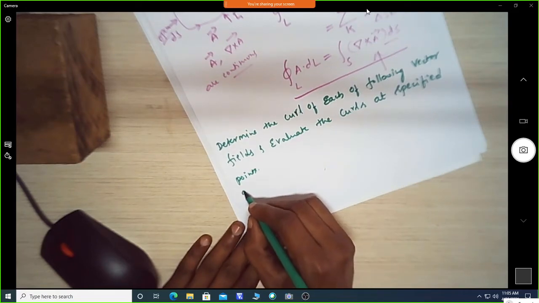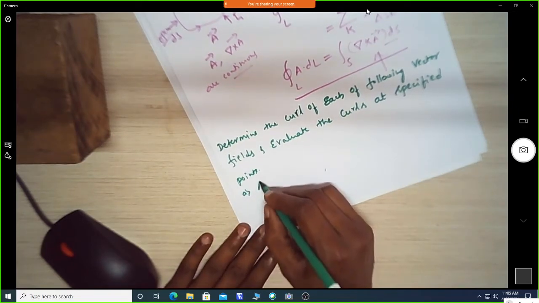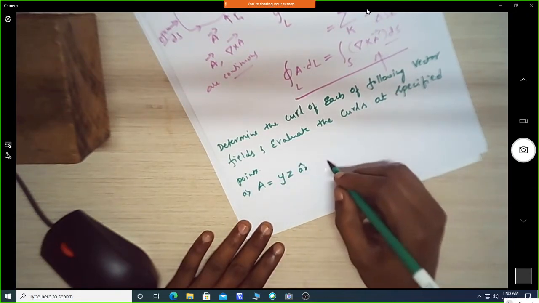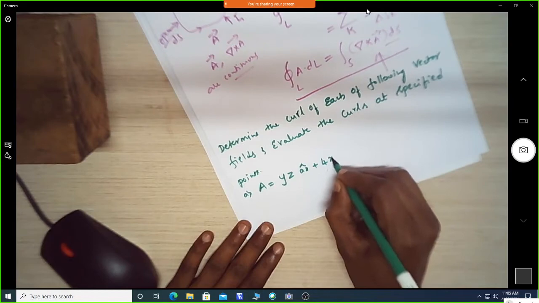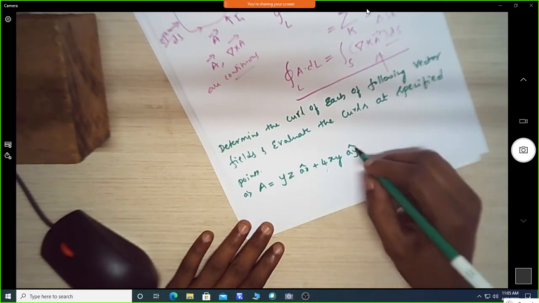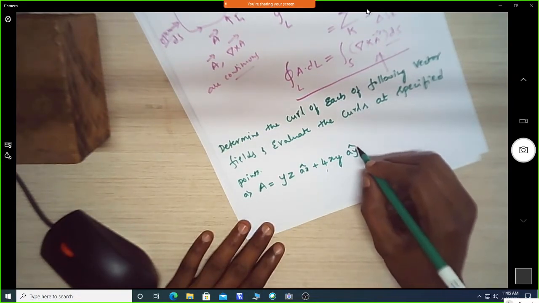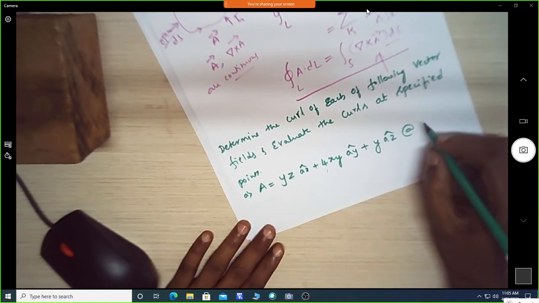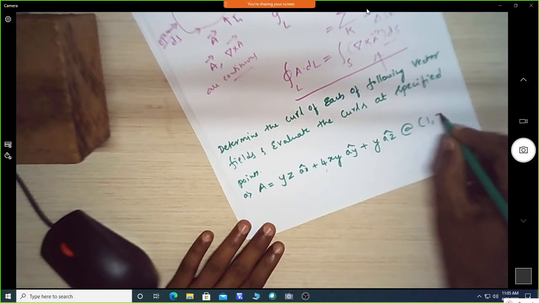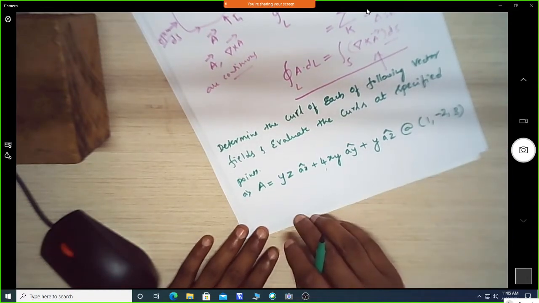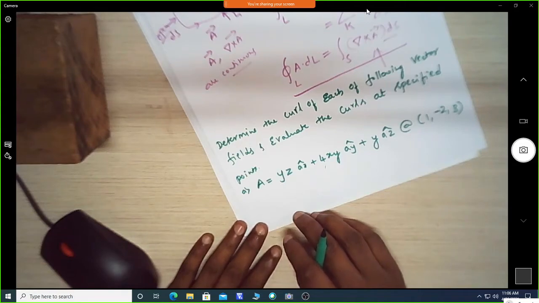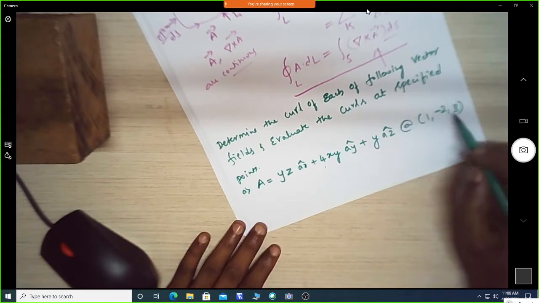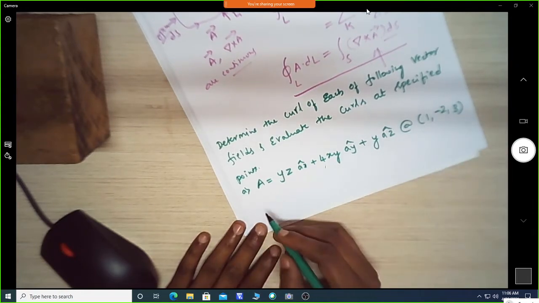Okay, so first one is given by A equal to yz into ax, plus 4xy into ay plus y into az. So this you have to evaluate at point (1, -2, 3). Okay, evaluate the curl of this vector A and evaluate whatever the obtained result at this point.